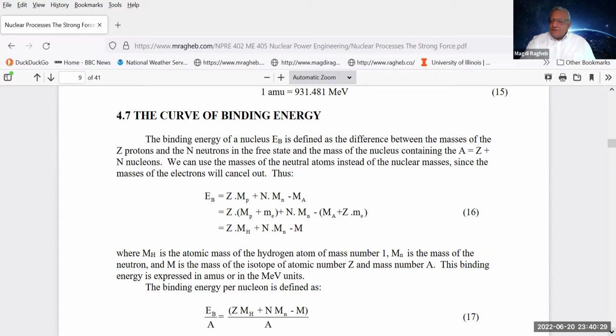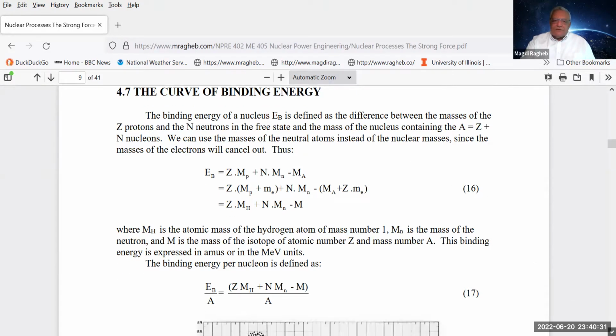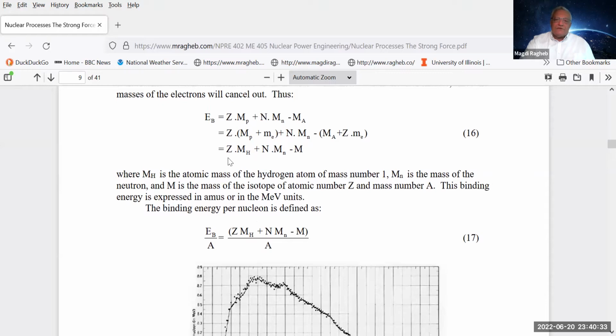So what is the binding energy that keeps the nuclei together? Let's write an equation for it. The binding energy should be equal to the number of protons multiplied by the mass of the proton in the nucleus, plus the number of neutrons multiplied by the mass of the neutron, minus the actual mass that we measure on a mass spectrograph for that nucleus.